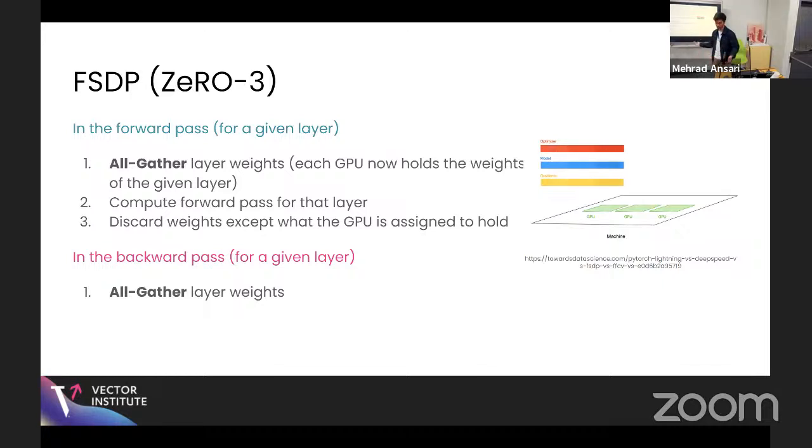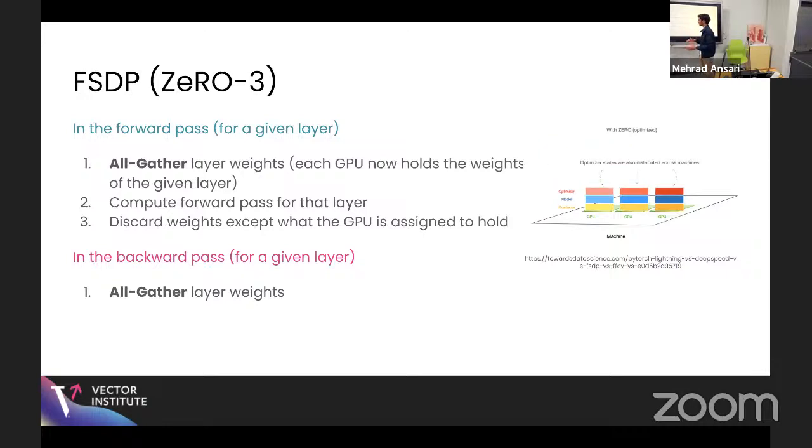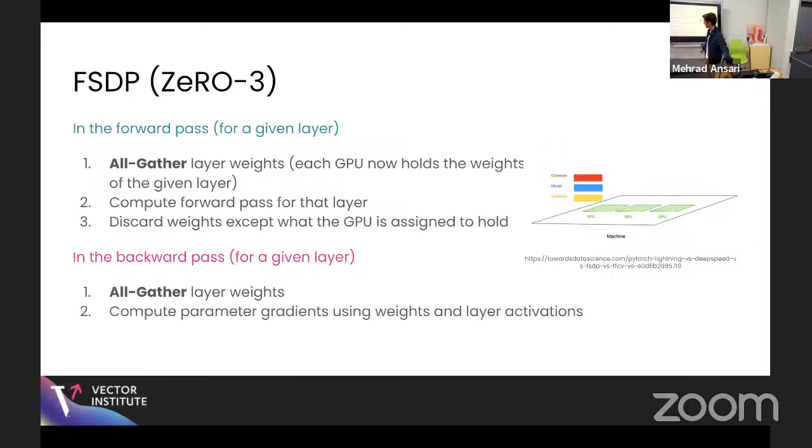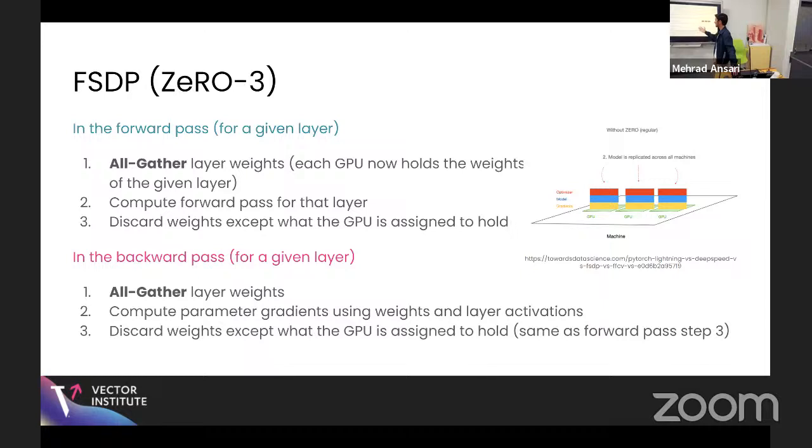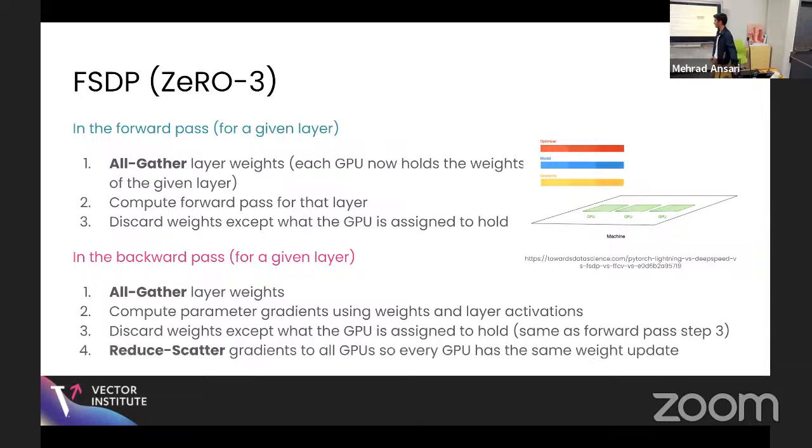And also, the last layer's gradients. But essentially, you will all-gather the layer weights for a given layer during backprop. You already have, from the forward step, the full activation kept on the GPU. That's not discarded. So what you need is the layer weight. So you all-gather the layer weights first. You compute your parameter gradients using the weights and the layer activations going backwards. And then again, similar to step 3, you will discard the weights that you no longer need, except for what the GPU is assigned to hold.